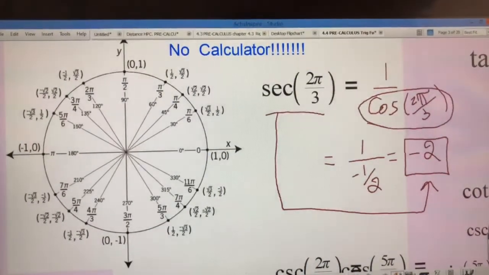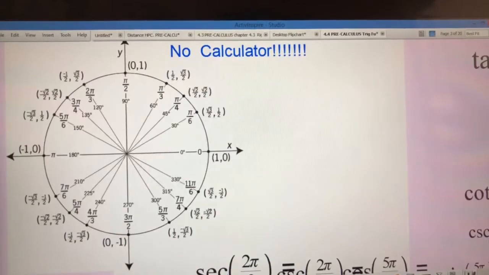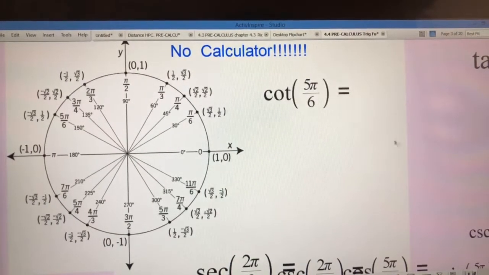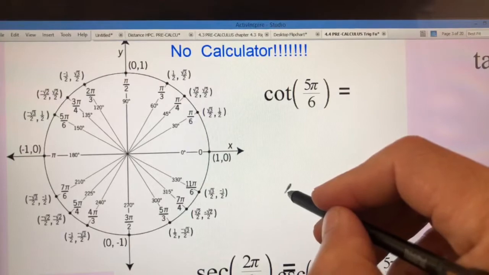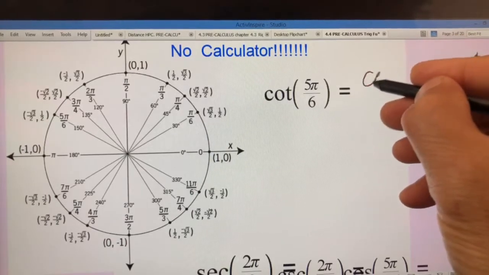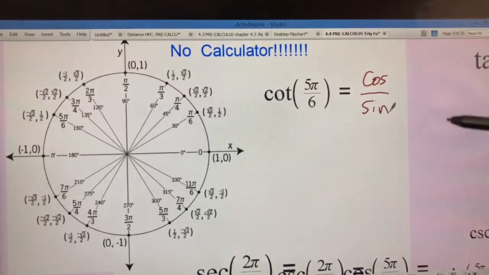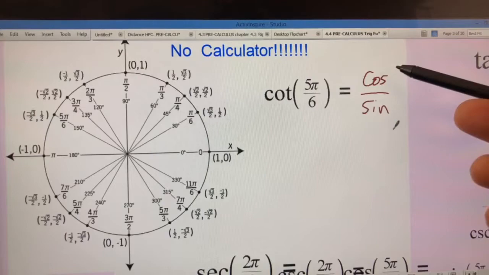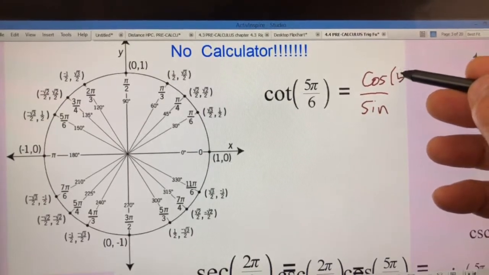Alright? Let me see, I got one more. Like I said, this one is now 6 minutes, so it should be like an 8-minute video. Cotangent, we haven't talked about cotangent, okay? At 5 pi over 6. So tangent is sine over cosine. Cotangent would be the flip of that, the reciprocal. So the cosine would be on top, and the sine would be in the bottom. Tangent is sine on top of a cosine in the bottom. Cotangent is the reciprocal of that. So that should be at the same angle of 5 pi over 6.